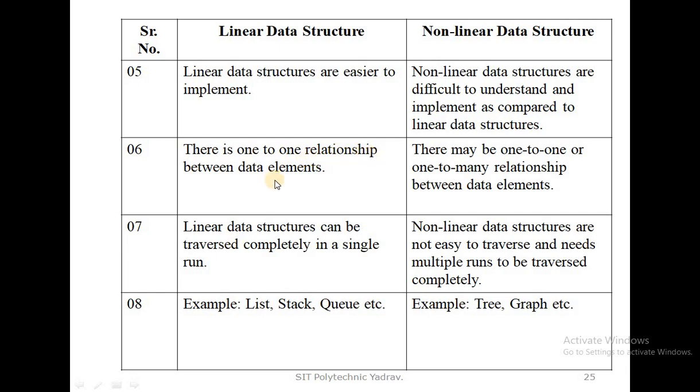In linear, there is a one-to-one relationship between data elements. In non-linear, there are one-to-one or one-to-many relationships between data elements. Linear data structures can be traversed completely in a single run, and non-linear data structures are not easy to traverse and need multiple runs to be traversed completely. Examples of linear structures: list, stack, queue, etc. And examples of non-linear: tree, graphs, etc.